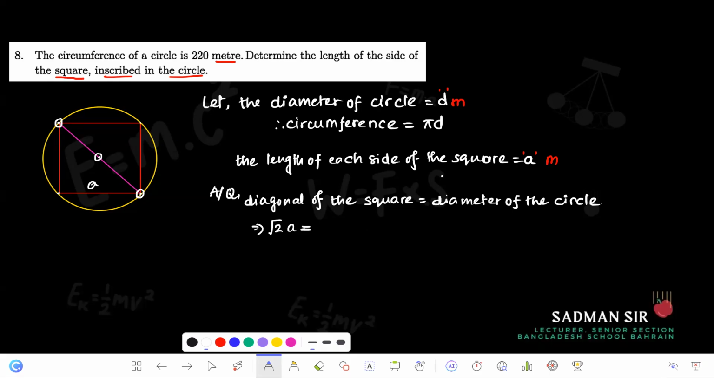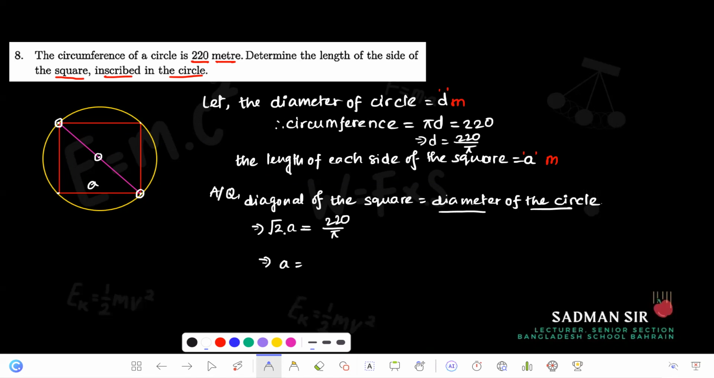Now, the diameter of the circle. The diameter of the circle is not given, but there is a way to find it. See, the circumference is given as 220 in the question. So pi d, which is the circumference, can be written equal to 220. From here, we can easily find the diameter, which is 220 divided by pi. So the diameter of the circle can be replaced by 220 divided by pi.